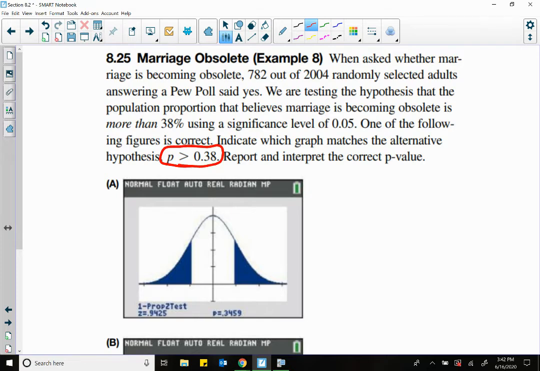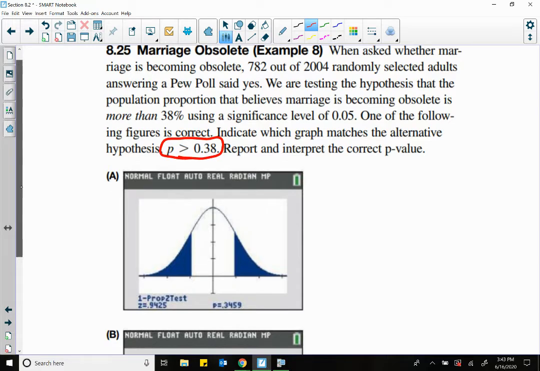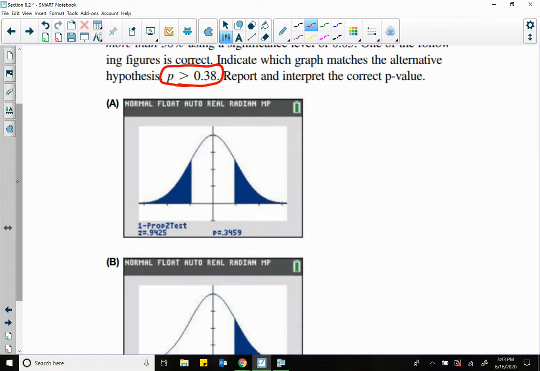All right? So let's just read this real quick. When asked whether marriage is becoming obsolete, 782 out of 2004 randomly selected adults answered a Pew poll said yes. So we are testing the hypothesis that the population proportion who believe that marriage is becoming obsolete is more than 38%. Our significance level is 0.05. So one of these two pictures represents this.